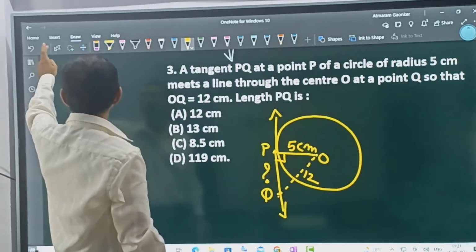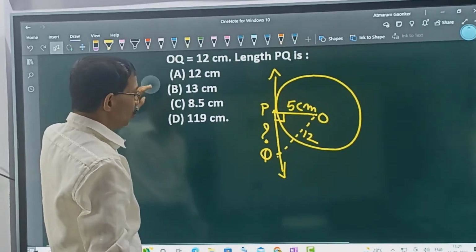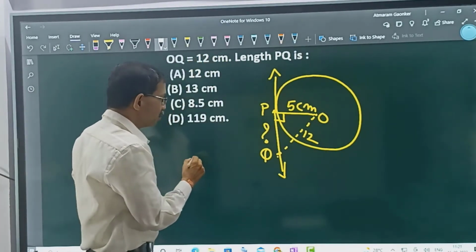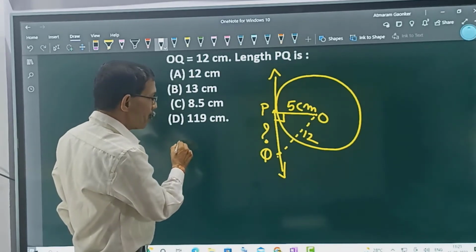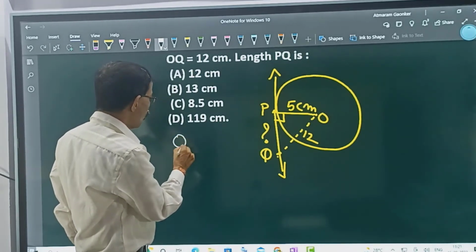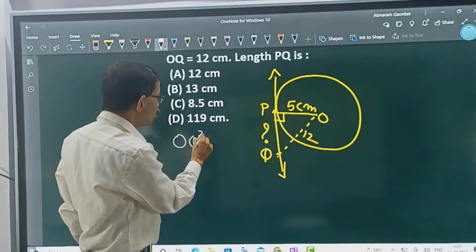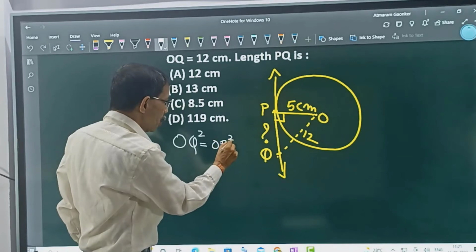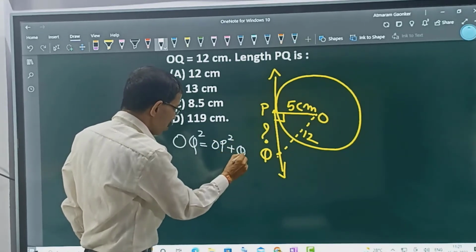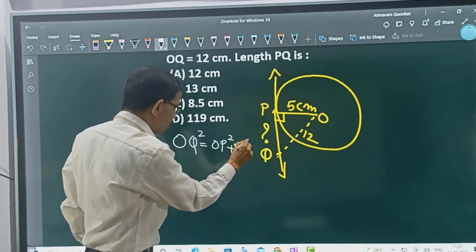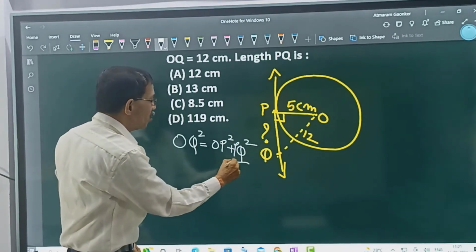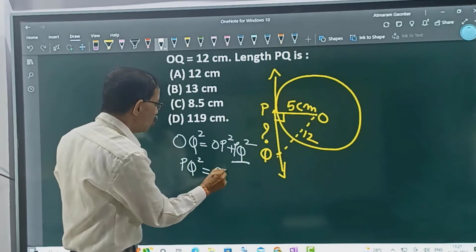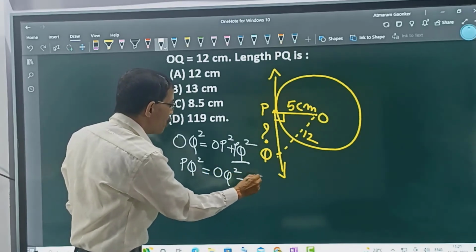If that is 90 degrees, then we can write by Pythagoras theorem. We will write this hypotenuse is OQ. So OQ square will be equal to OP square plus PQ square. We are interested in finding PQ. So I will write PQ square is equal to OQ square minus OP square.